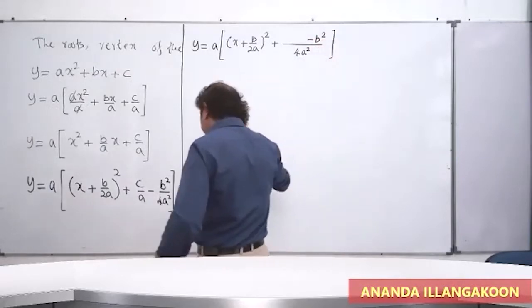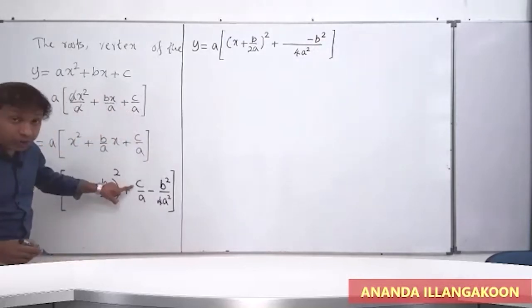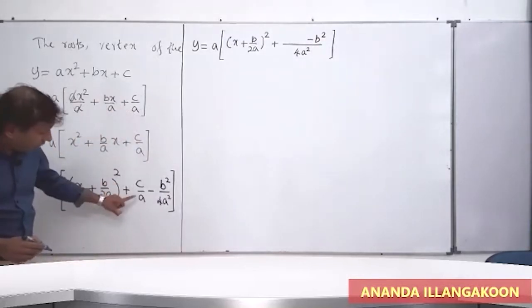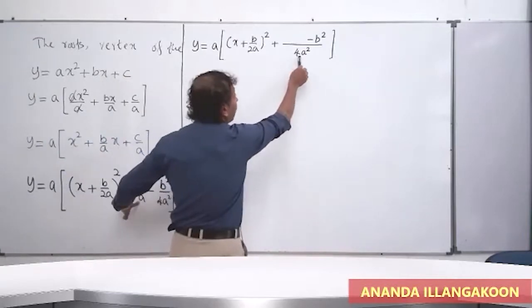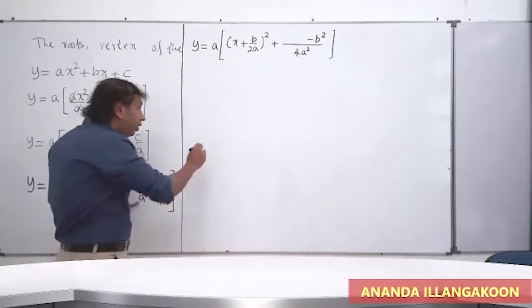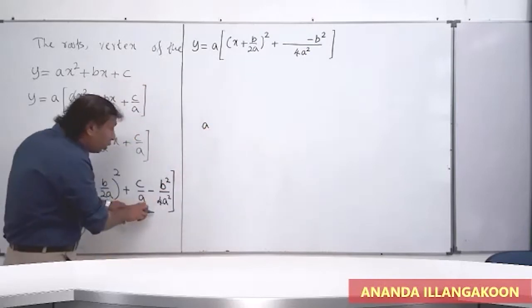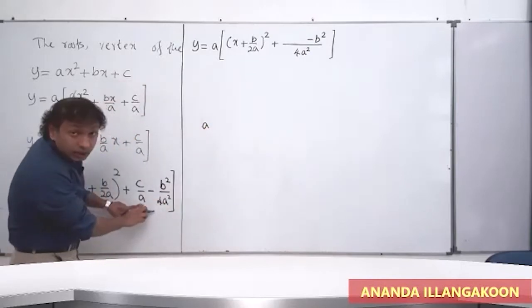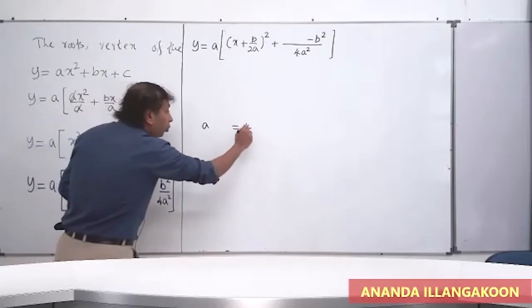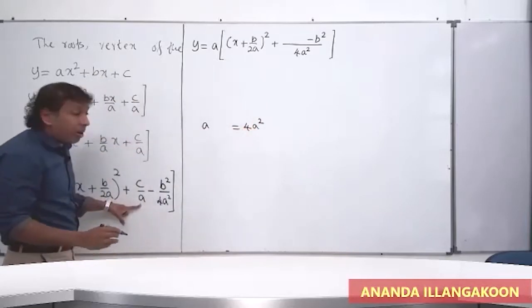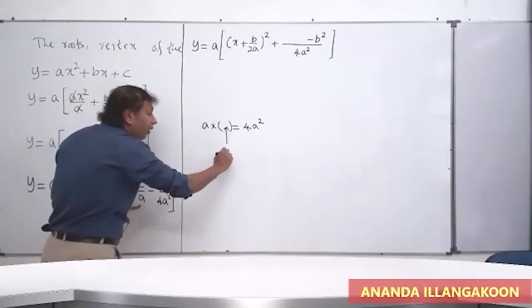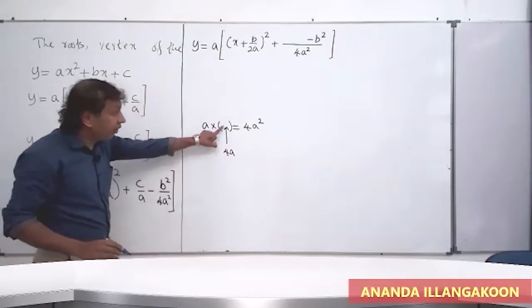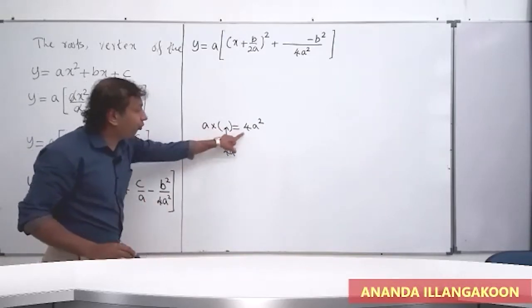Then tell me, by what value do we have to multiply this c? Here we have a as the denominator, but now we have written 4a squared. Then tell me, in order to bring this denominator a to 4a squared, by what value should we multiply a? This value should be 4a. Then only 4a into a gives 4a squared.